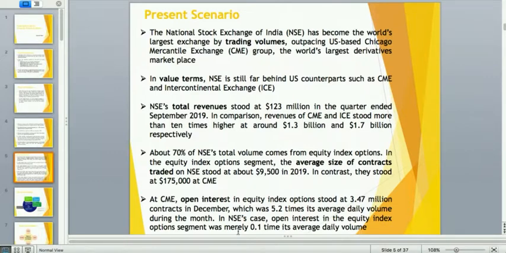And obviously, the higher the number of open positions, it gives you a good, encouraging sign of the market. It tells you that there is probably higher commitment by the participants. So the number of open positions also determines the bullishness and the bearishness that is there. And when you look at this point that I mentioned here, open interest in equity index options stood at about 3.47 million contracts in December for CME, and for NSE we have about 0.1 times its average daily volume.